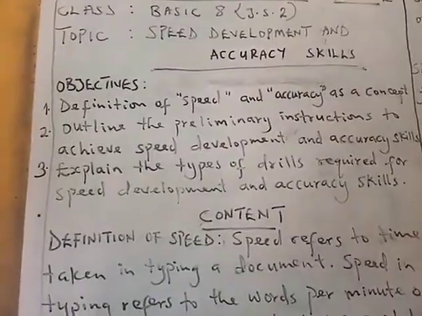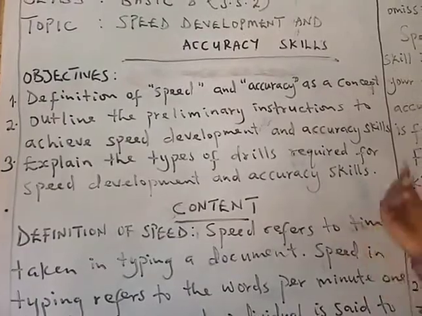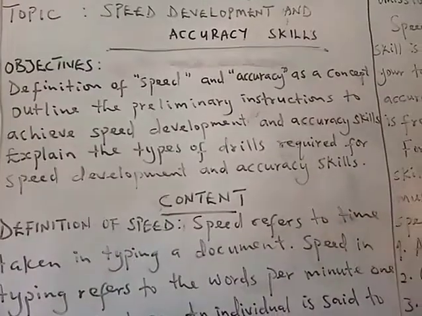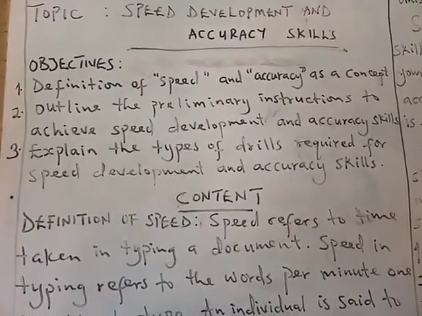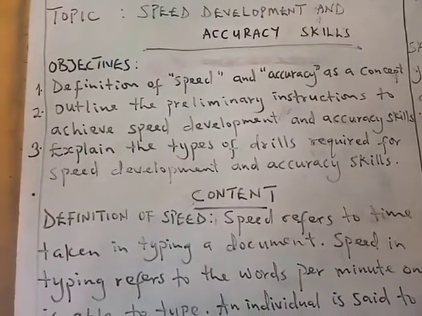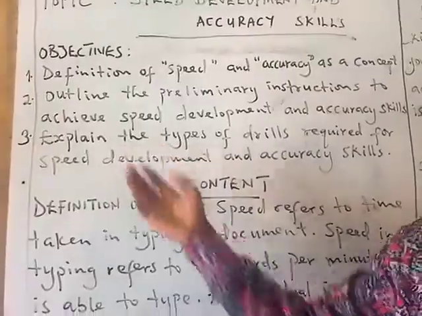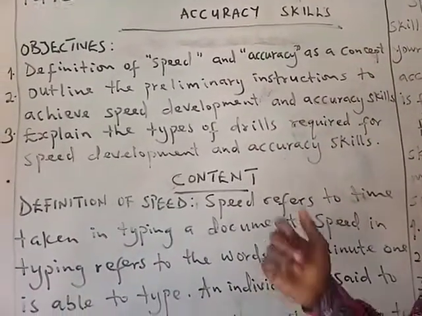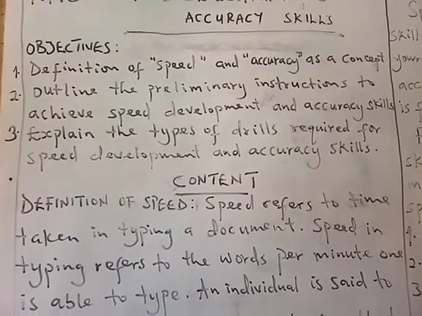One, we want to define what is speed and accuracy as a concept. 2, to outline the preliminary instructions to achieve speed development and accuracy skills. Then lastly, we will look at explaining the types of drills required for speed development and accuracy skills.